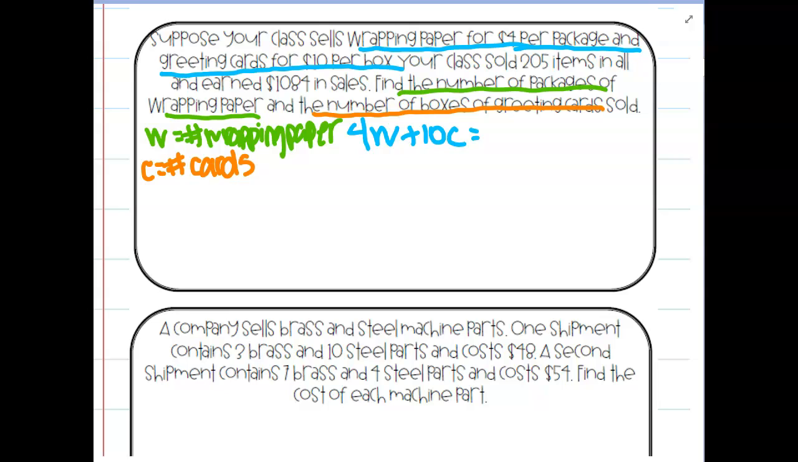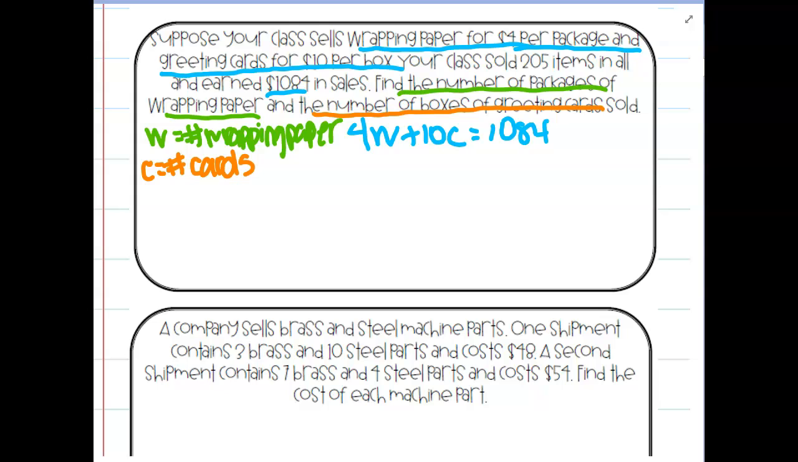Do I know that? Do they tell me the total? They do, right? $1,084 in sales. So that equals $1,084. Okay, so we have one equation down. Now, whenever you write that first equation, write it down, forget about it. The second equation really has nothing to do with that one.